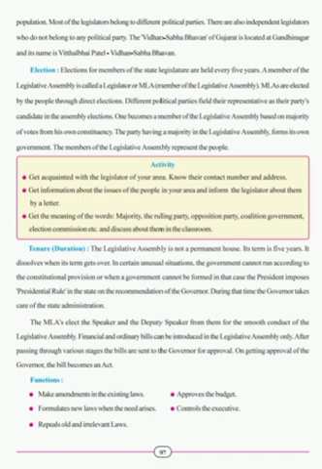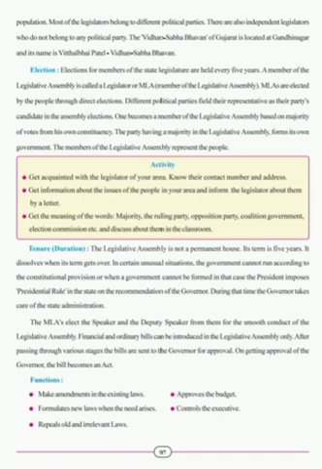Tenure, that is duration. The Legislative Assembly is not a permanent house. Its term is 5 years. It dissolves when its term gets over. In certain unusual situations, the government cannot run according to the constitutional provision, or a government cannot be formed. In that case, the President imposes presidential rule in the state on the recommendation of the governor. During that time, the governor takes care of the state administration.